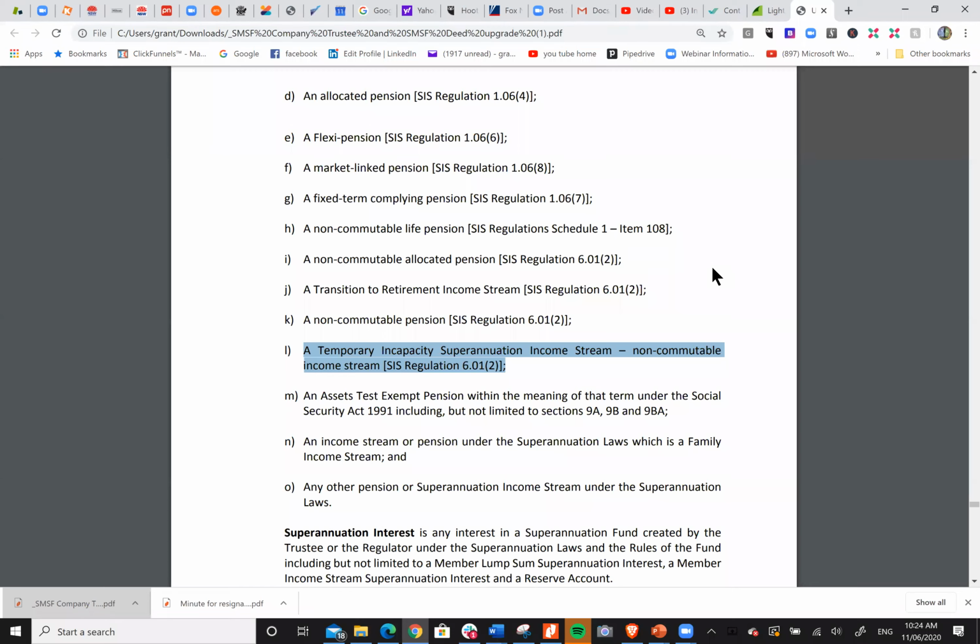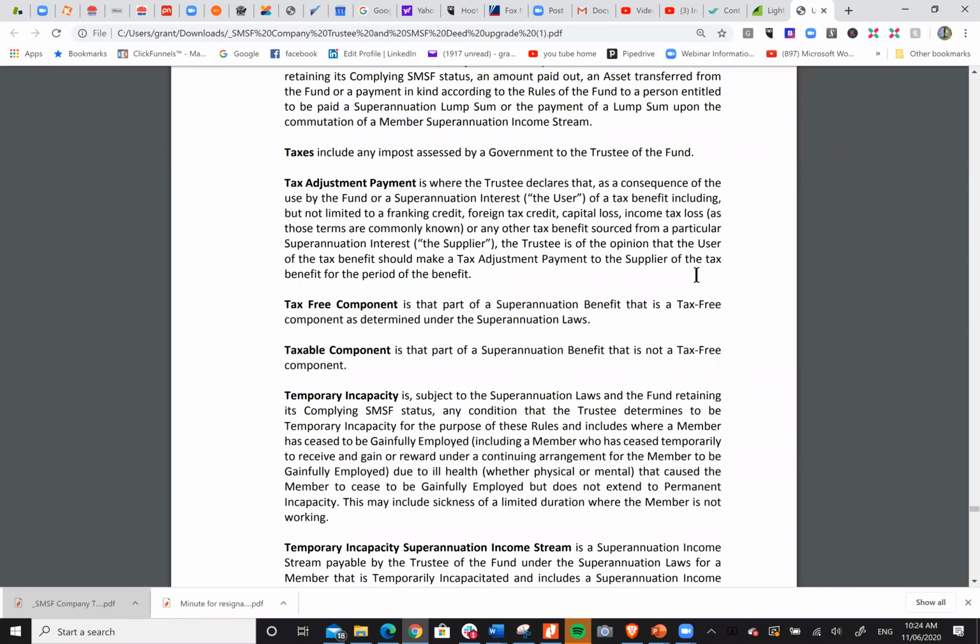So when we come down to temporary incapacity, you'll see here, temporary incapacity is subject to the super laws and the fund retaining its complying status. Any condition that the trustee determines to be temporary incapacity for the purpose of these rules, and includes where a member has ceased to be gainfully employed, including a member who's ceased to temporarily receive gain or reward under a continuing arrangement for the member to be gainfully employed due to ill health, whether physical or mental, that caused the member to cease to be gainfully employed, does not extend to permanent incapacity. This may include sickness of a limited duration where the member is not working.